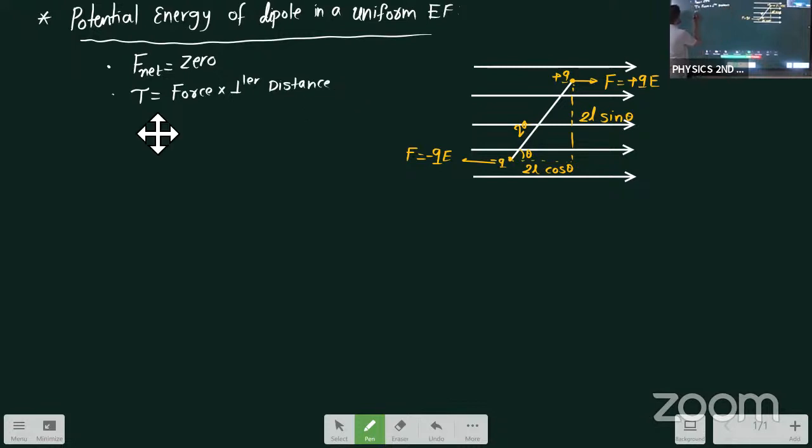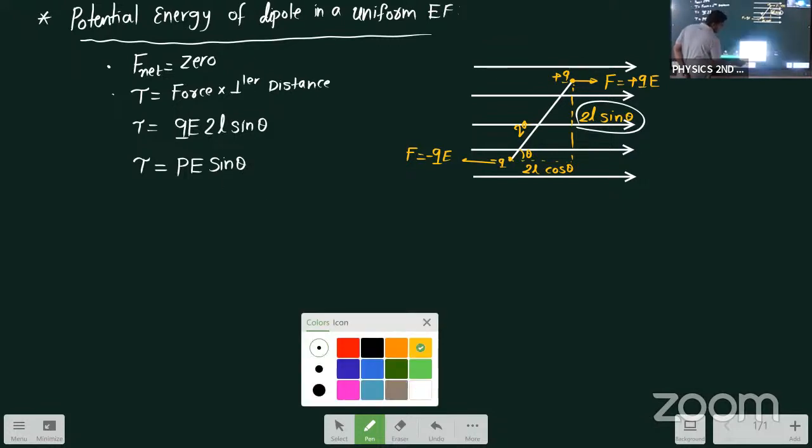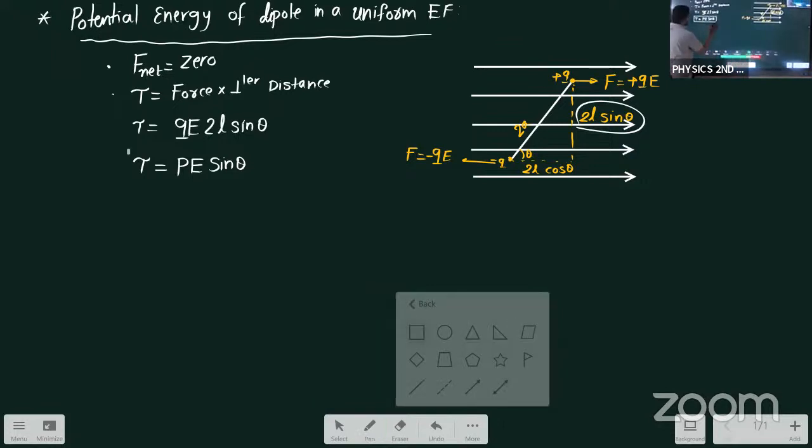I said that we can consider any one of the forces. Either you can consider plus qE or you can consider minus qE. I am considering plus qE. And what is the perpendicular distance? This is the perpendicular distance. What is that? 2a sin theta. So from here we got the formula for torque. Tau is equal to P E sin theta. This was the final answer. We got the torque on an electric dipole placed in a uniform electric field.